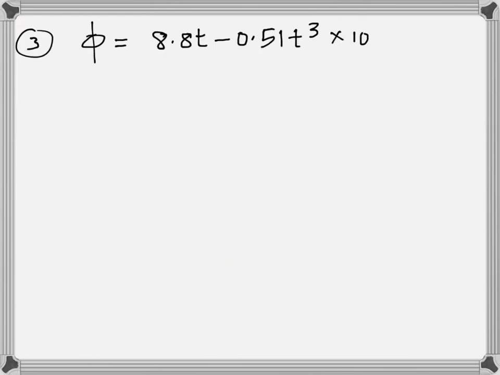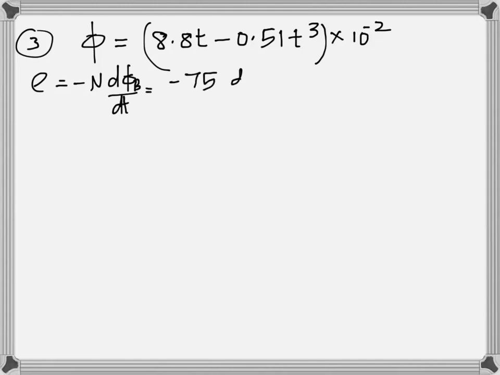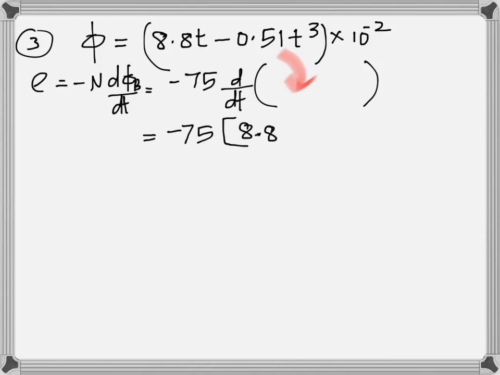8.8 T minus 0.51 T cubed times 10 to the negative 2. You take the negative off, n times the derivative of that with respect to time. Is that big E or small e? Sometimes we use either. I didn't want to write that, so I just put it. Okay, so negative 75 times, when you differentiate, the first one is just 8.8, isn't it? Negative, you're going to get 3 times 0.51 T squared, of course, times 10 to the negative 2.